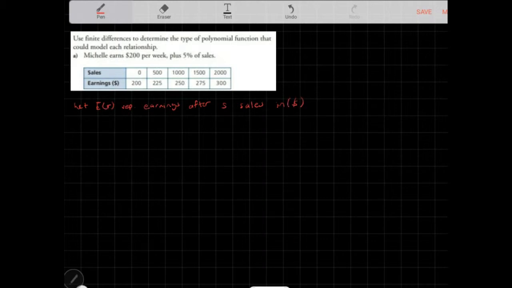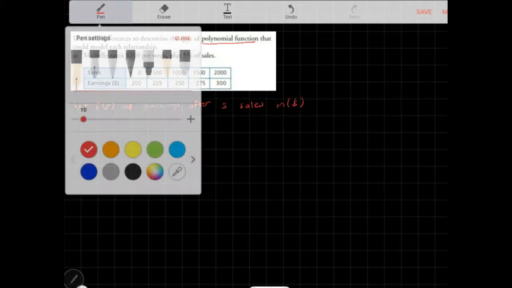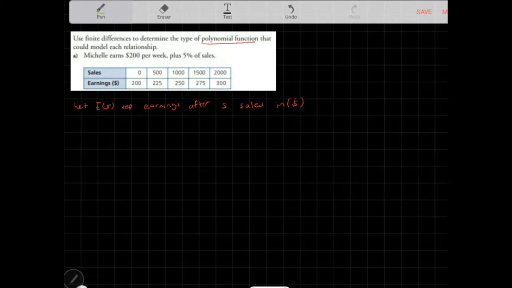Okay, and we want to figure out a relationship here. They are asking us to model this as a polynomial function. We know that polynomial functions will have a constant finite difference. So to figure out what the polynomial function is, let's figure out the constant finite differences. Finite differences can be expressed as delta y over delta x. You notice that each difference here is by 500, so delta x will always be 500.